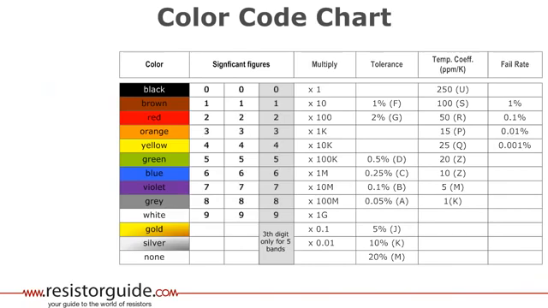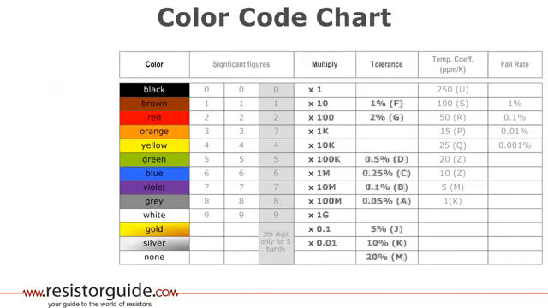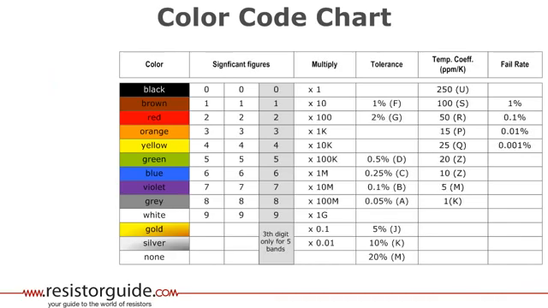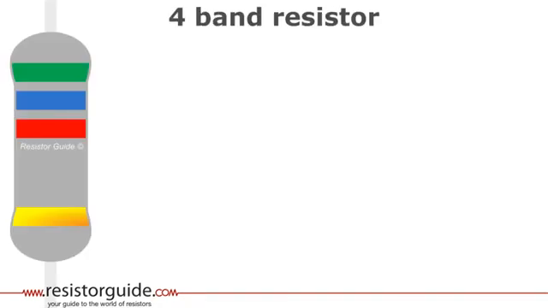Some bands indicate the significant digits of the resistance value, a multiply factor, the tolerance, or for special resistor types the temperature coefficient or failure rate. Now we will take a look at a resistor to show how the table can be used to read the code. Let's take an example.